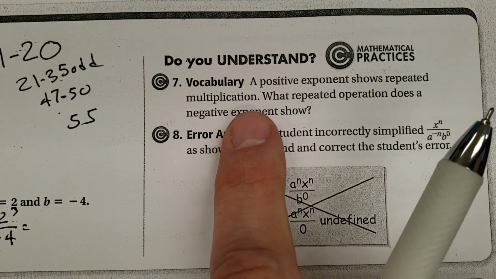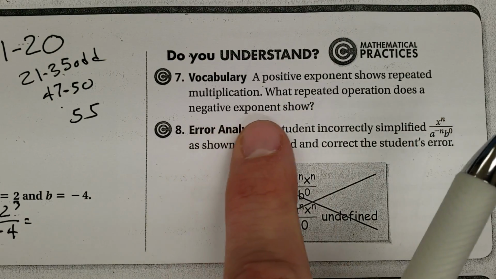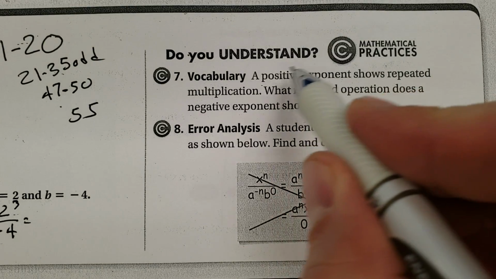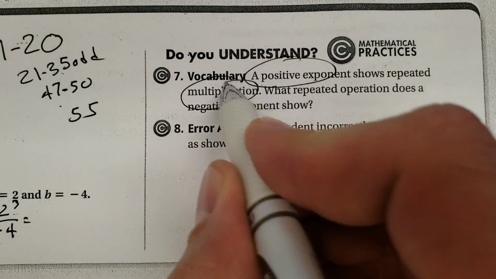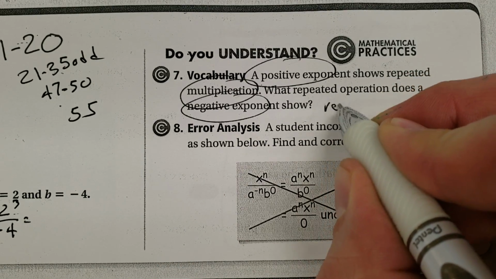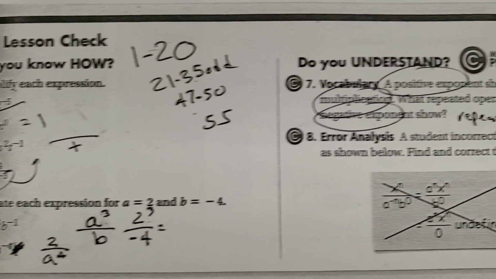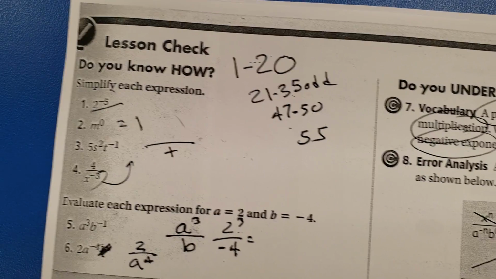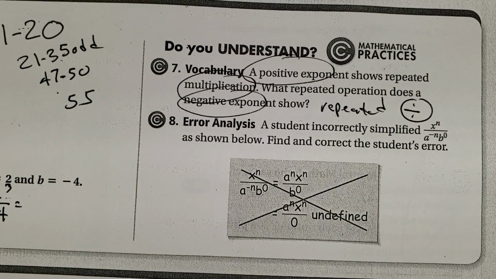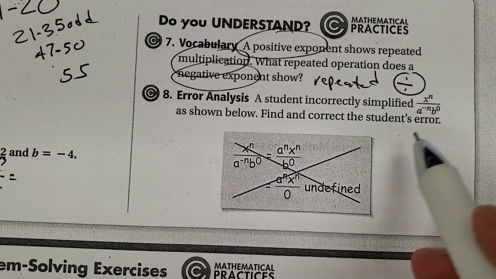Number 7. A positive exponent shows repeated multiplication. What repeated operation does a negative exponent show? Ooh, a little common sense here, friends. If it's a positive exponent, it's repeated multiplication. If it's a negative exponent, basically what that does, that is repeated division. Okay? A negative exponent, as you can see, moves things to the bottom. And if you move numbers to the bottom, that means division. So negative exponent technically is repeated division, repeated halving, if you will, or fractioning.